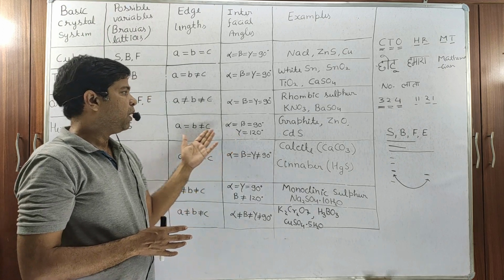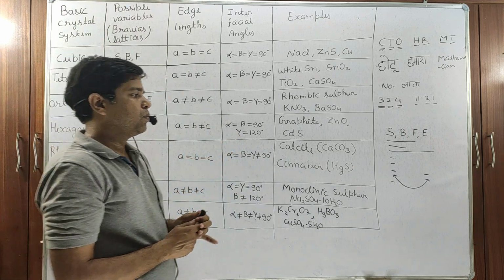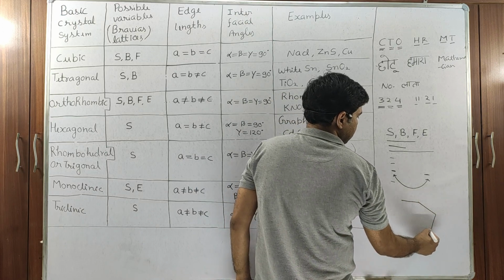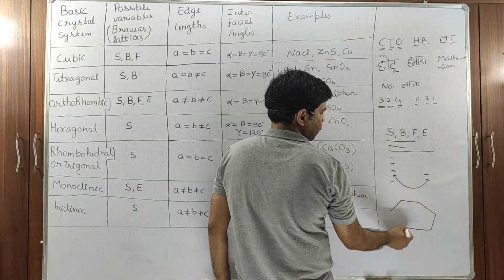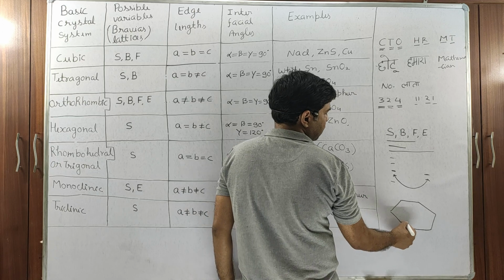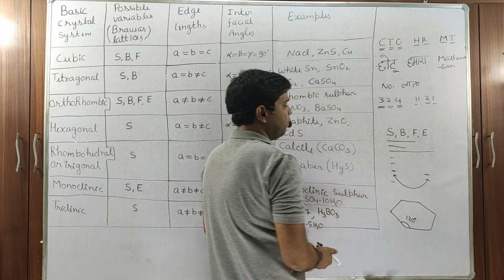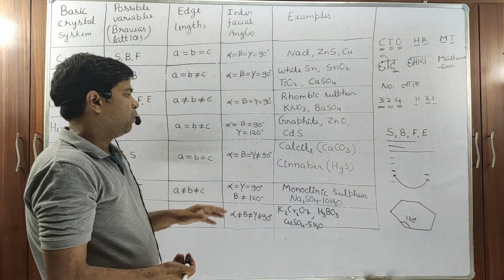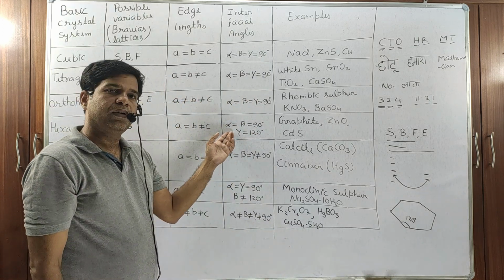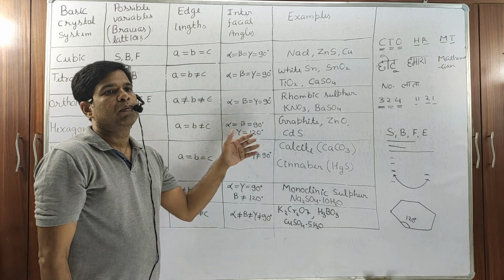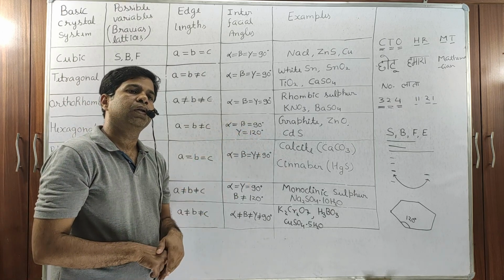Then let's come to the hexagonal. Student, do you remember the shape of the hexagon? In the hexagon, we always have one angle as 120. So you see the same I have done here: alpha and beta are 90 and gamma is equal to 120.